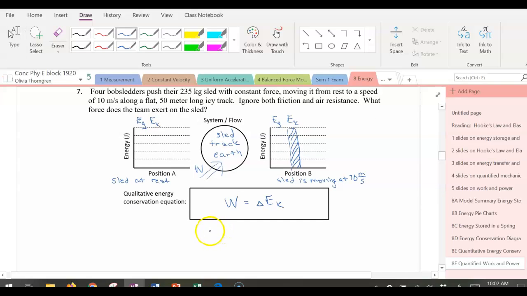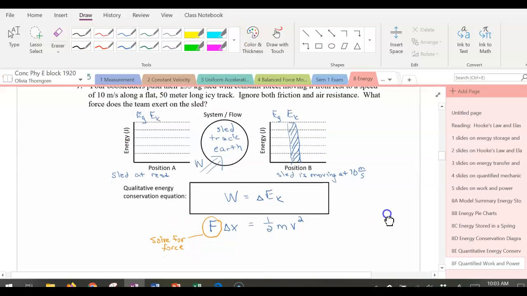Okay, so they're asking me what force the team exerted on the sled. So I think force would be the force by an external agent, right? The bobsledders are external to this system. So the force that they apply times the displacement of the sled while they're applying that force equals the change in kinetic energy, which is half of the mass of the sled times its velocity squared. And here, I'm going to solve for this force. I think I know everything else, but let's make sure.